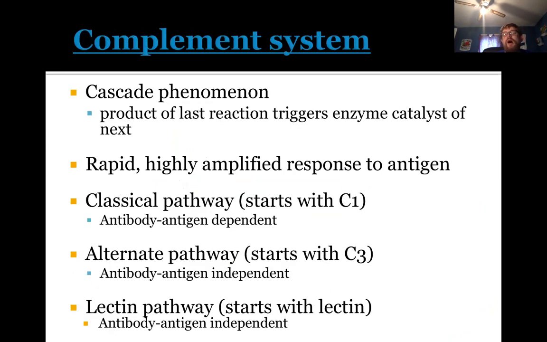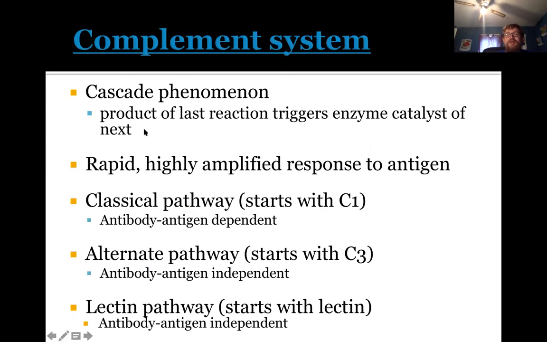Okay, now the complement system. I'm not going to spend a lot of time on this. I want to go over the basics. This is a link here that I think is a Khan Academy video that goes into a little more detail. But one of the most important things to realize about the complement system is it starts something called a cascade phenomenon.